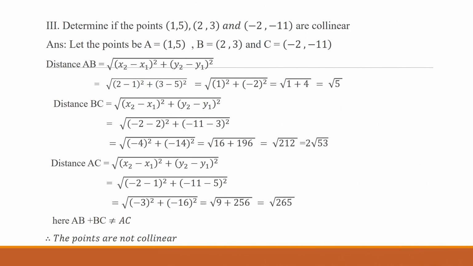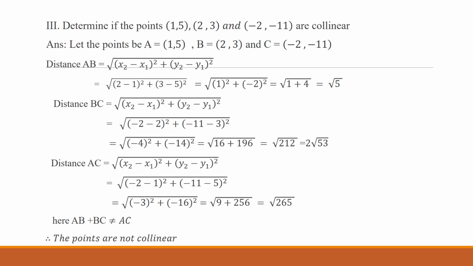Question number 3. Determine if the points (1, 5), (2, 3) and (-2, -11) are collinear. If all the points lie on the same line, we call the points collinear. Here, let us name the points (1, 5) as A, (2, 3) as B and (-2, -11) as C. Let us find the distance between the first two points, that is A and B.